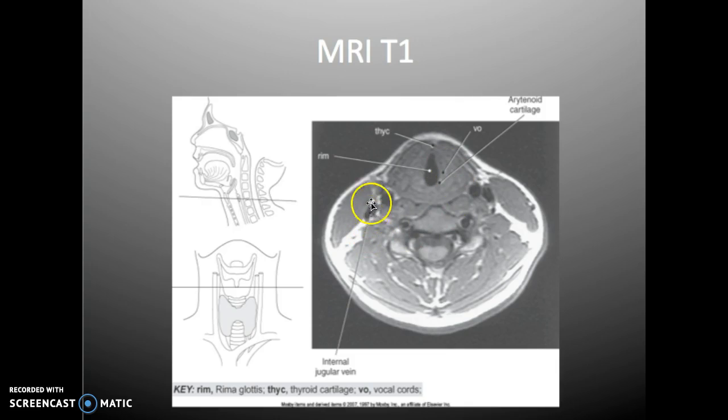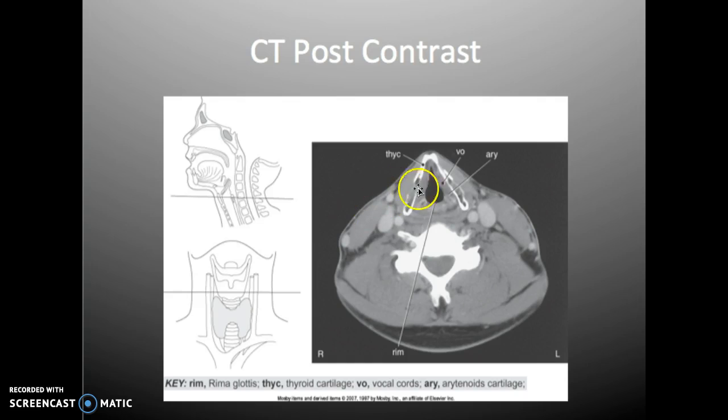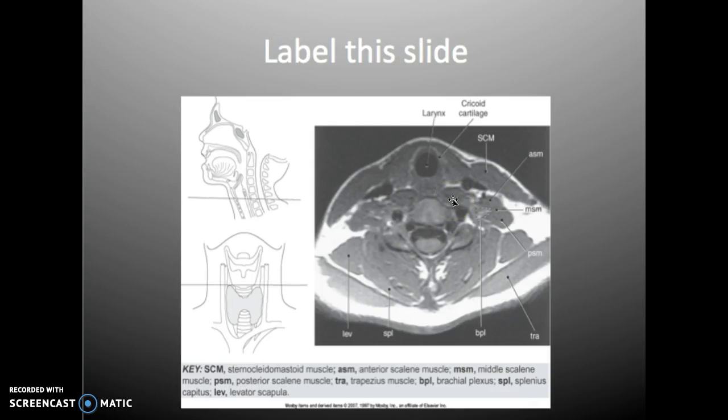This is your external or internal jugular vein. Your thyroid cartilage is the V there. You have vocal cords just on the inside and your rima glottidis and your arytenoids. You can see them on both sides coming up. Your larynx with your thyroid gland. You have your cricoid cartilage, you can see here, going around, sternocleidomastoid muscle, anterior scalene, middle scalene, and you have your brachial plexus there.